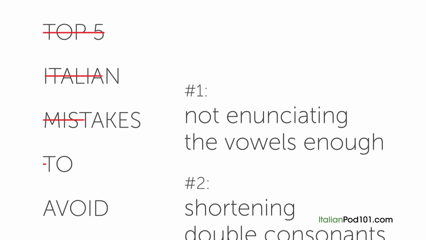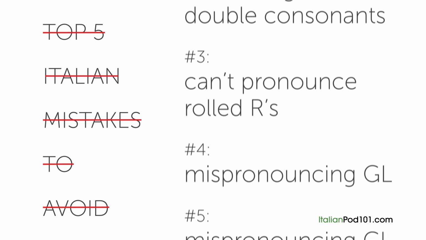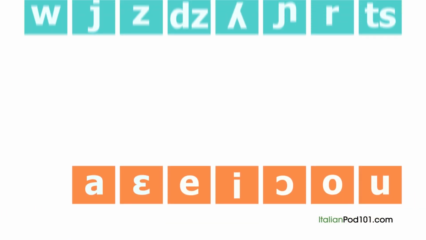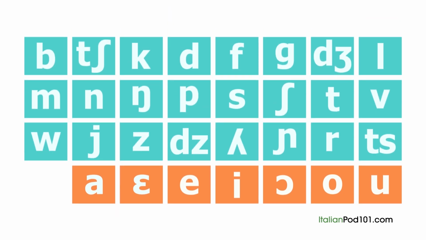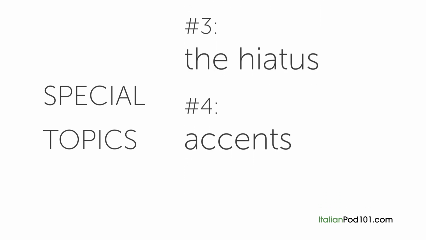In the next lesson, we'll look at the top 5 pronunciation mistakes Italian learners make. You'll want to make sure not to fall into these common traps. After that, we'll begin going through the vowels and consonants of Italian. This is your chance to learn how to correctly say all of the words you just heard. We'll finish up the series by covering some special topics that will really make your Italian sound natural.